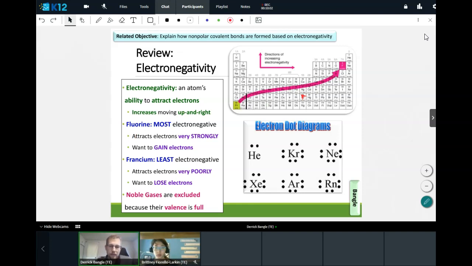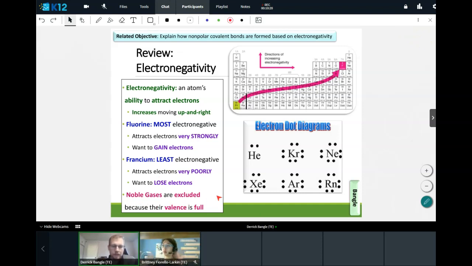If we look at the periodic table here, highlighted in pink on the upper right-hand corner is fluorine, which is the most electronegative element on the table. So it's kind of like the most greedy element we have. Then on the opposite end of the spectrum, highlighted in yellow there, francium is the least electronegative and it attracts electrons very poorly.